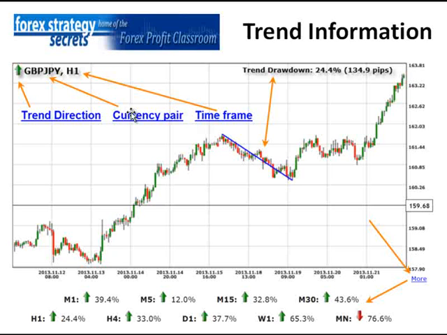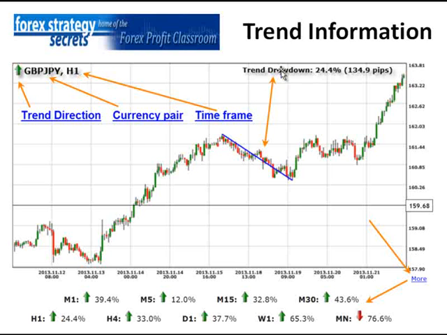Now right here, this is if you're just looking for general trend information to see which way to trade the market. First of all, you see this little arrow. It gives you the direction of the trend, the currency pair, and the time frame. You'll get these on different time frames so you can kind of see what's taking place.